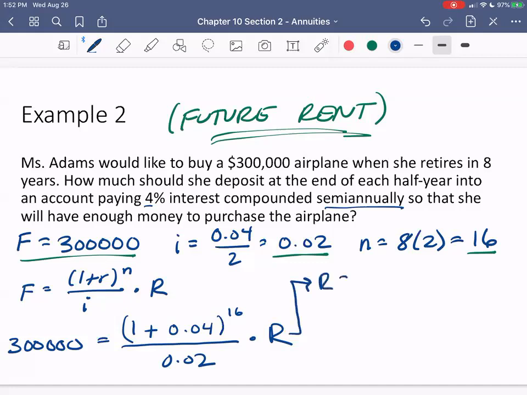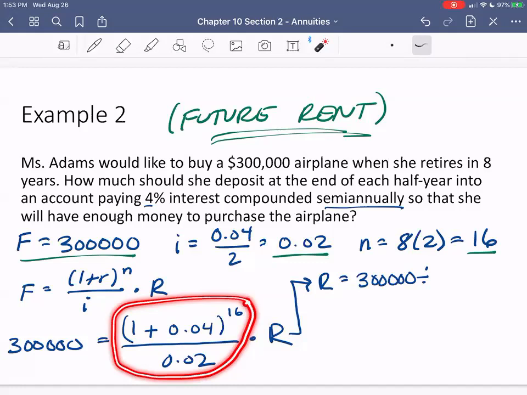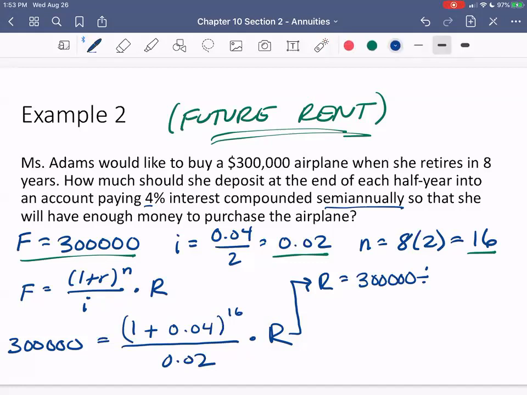I'm going to write this out so maybe I'll explain it too. So you have $300,000 divided by, what you're trying to do is, if you look at this, R is being multiplied. So how do you undo multiplication? The inverse operation of multiplication is division. So we're going to divide both sides by all of this. So instead of making it a fraction over a fraction and making it look really sloppy, I'm just going to say 300,000 divided by 1 plus 0.04 to the 16th power all over 0.02. And you put that in the calculator just like that.